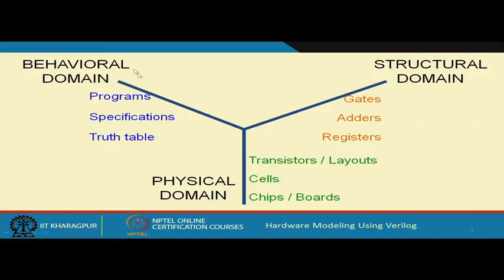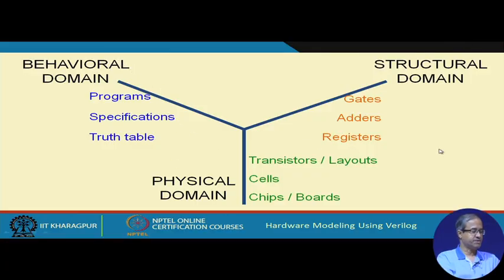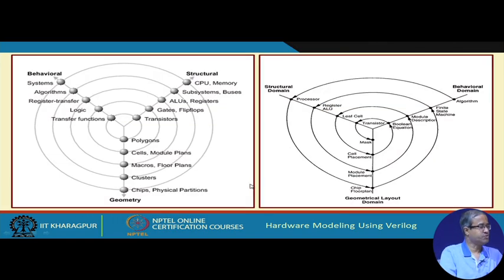So, one side was the behavior, one side was the netlist view, and the other side was the actual physical implementation view. These are the three viewpoints. Now, there are some interesting ways to look at this Y. Let us look at it once more from this point of view.